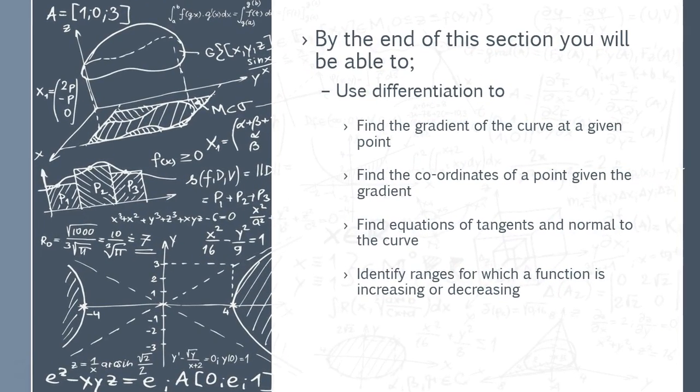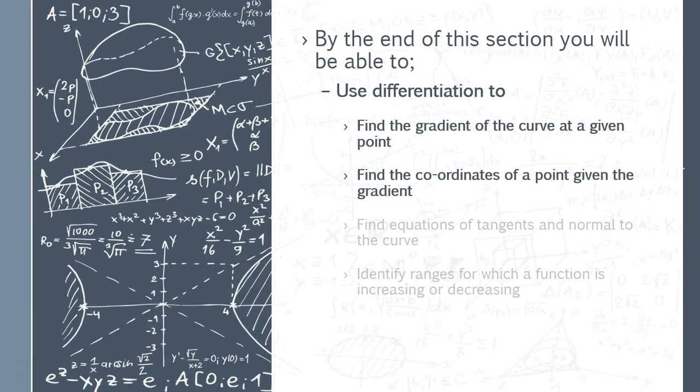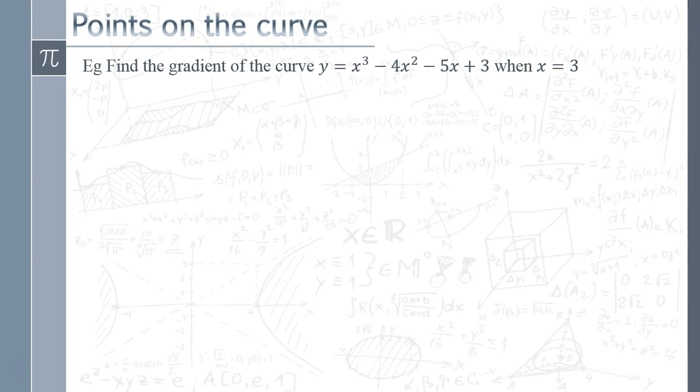So initially we're going to be looking at gradients, finding the coordinates for a point given the gradient, tangents and normals, and then increasing and decreasing functions. So the first video, we're just going to be looking at doing 2 ways around. First of all, can you find the gradient of a curve at a given point? And the flip side of that, which is, if you know the gradient, can you work out what point it's occurring at? So here we go. It's a nice short video, this one.